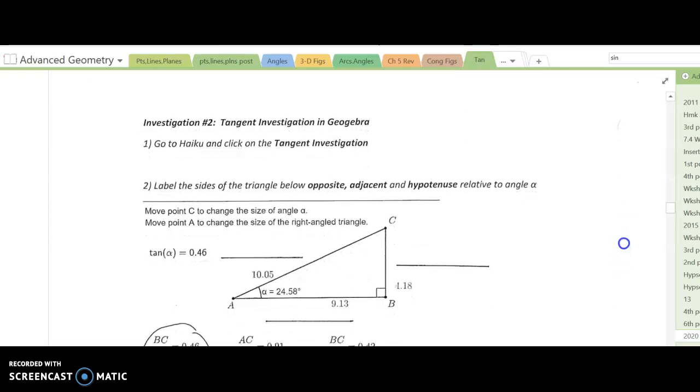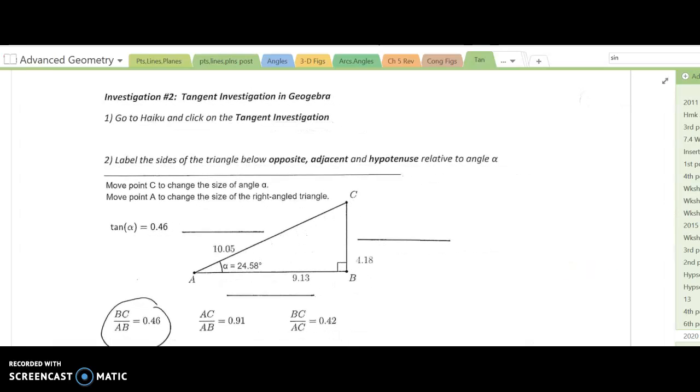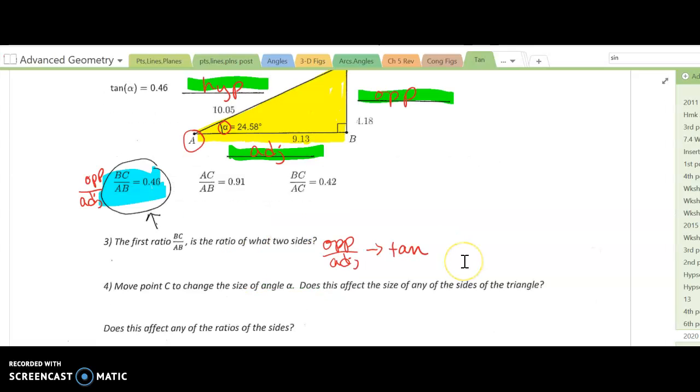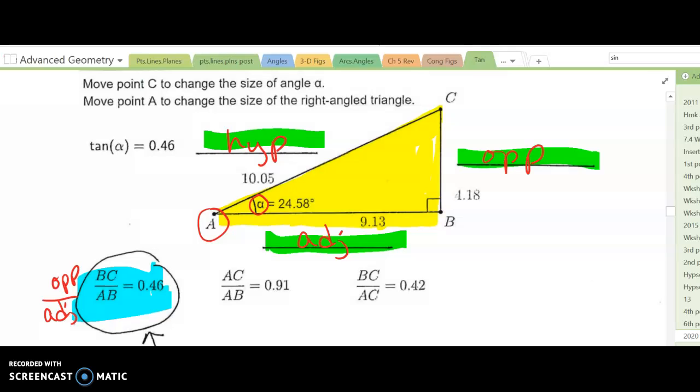And so our next investigation is an investigation in GeoGebra. And so what I want us to do is take a look at the picture here and see what's even going on. We have this nice right triangle here, and then we have an opposite, adjacent, and hypotenuse side. So if you would just pause the video real quick and label in these three blanks what's opposite, what's adjacent, what's hypotenuse.